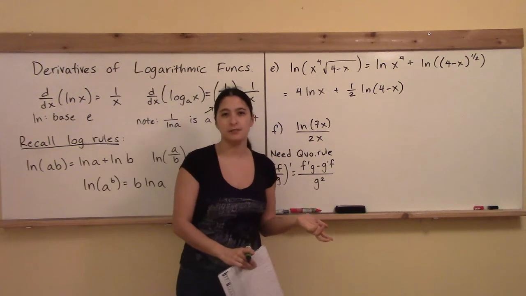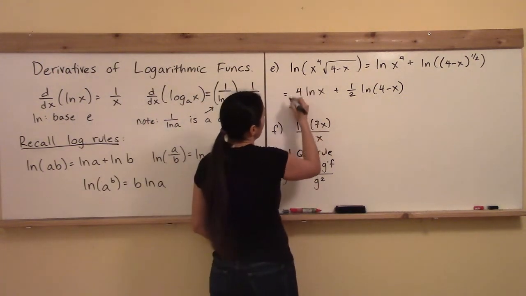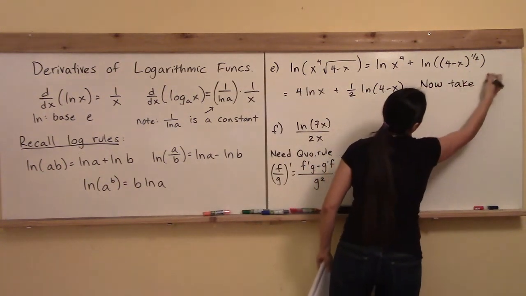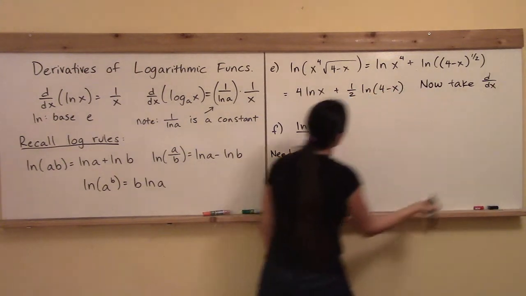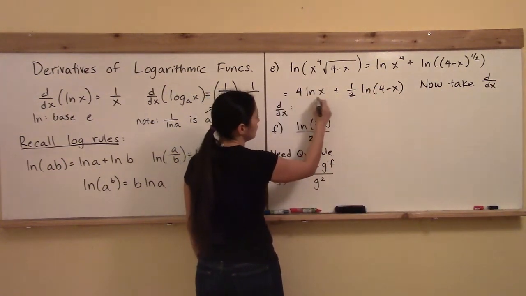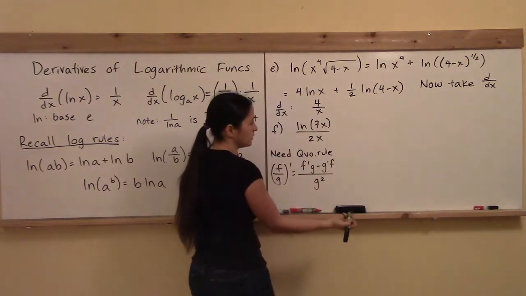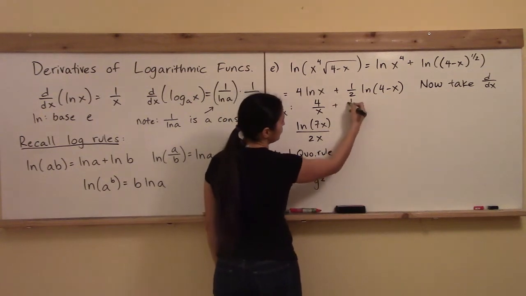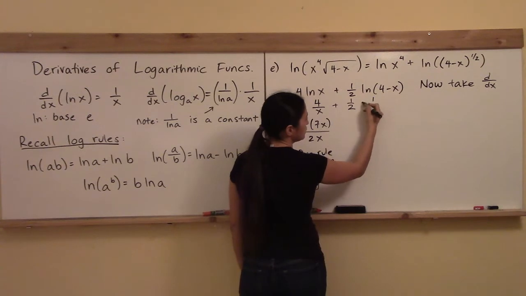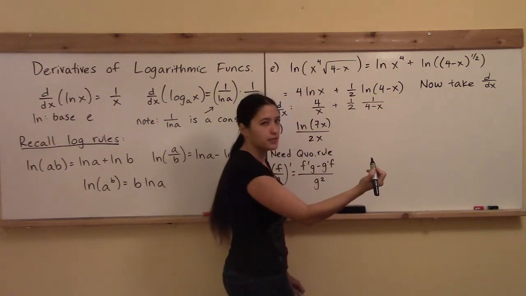And now it's time to take the derivative, right? I have not even taken the derivative yet, so please note that I haven't. I was just simplifying. Now I'm going to take the d dx. Okay? So the d dx of that function is 4 times the derivative of log x, so that's 4 divided by x right there. And then this one right here is going to be 1/2 times the derivative of this, which is going to be 1 over 4 minus x. And then don't forget the chain rule.